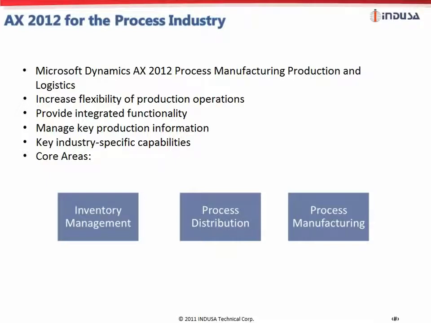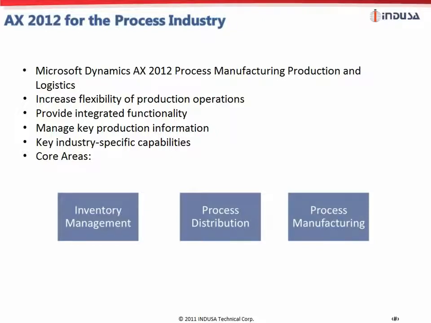AX 2012 is adroitly designed to help manufacturers increase the speed and flexibility of their production operations and provide integrated functionality for planning and managing production and distribution. It is perfect for handling procurement and accounting and complying with regulatory requirements specific to the process industry.